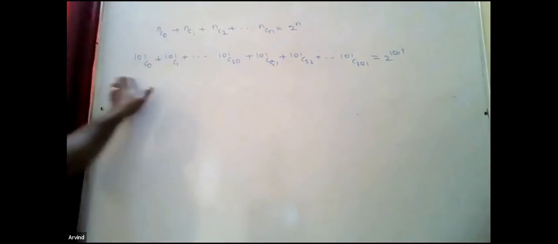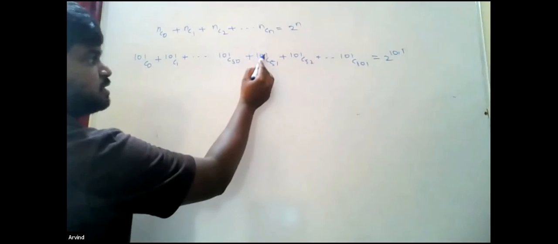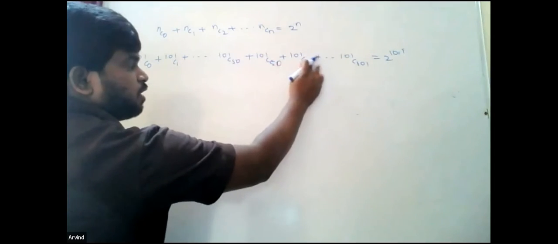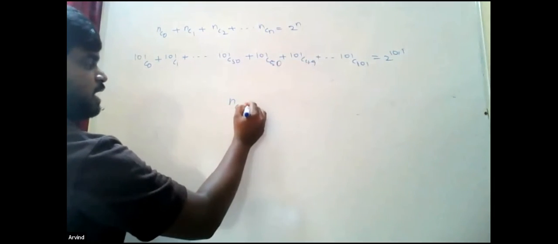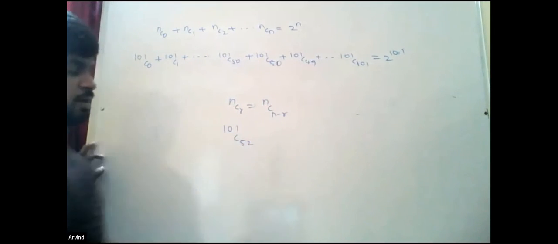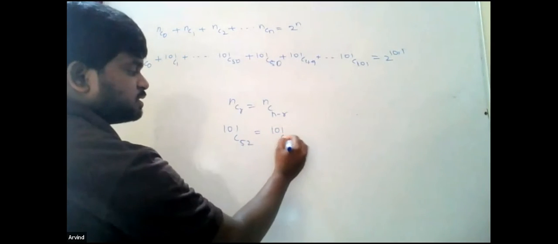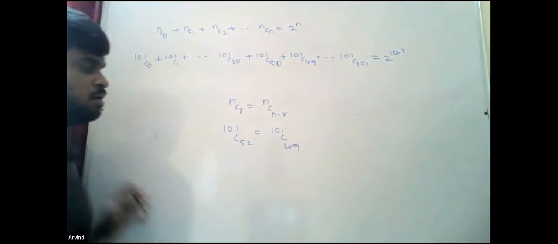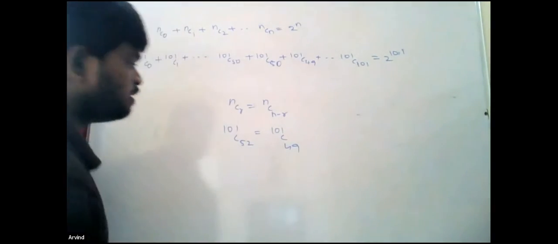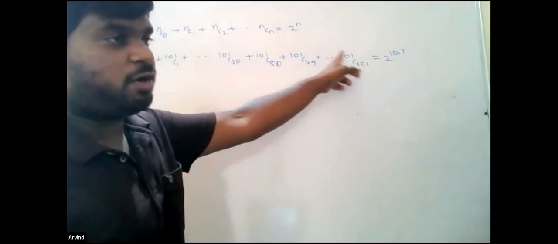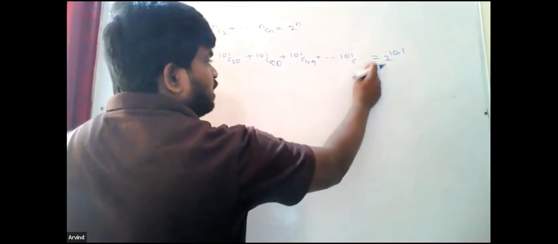Okay, but this is not my question. Unfortunately, this 101C51 is the same as 101C50, and C52 is the same as C49. Using this formula, nCr is the same as nC(n minus r). For example, 101C52 is equal to 101C(101 minus 52). 101 minus 52 is 49. So C52 is the same as C49. In the same way, next 48, 47 will come, and C101 is the same as C0.